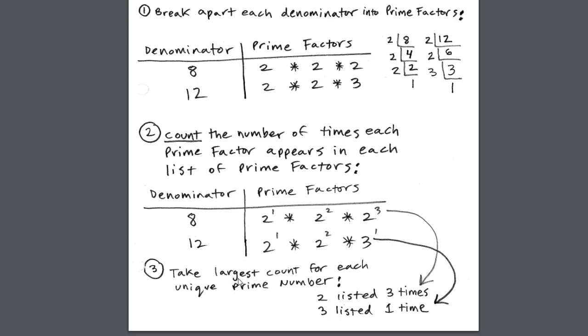Step 3, take the largest count for each unique prime number. Now, unique means, well, we have amongst all of these a 2 and a 3. So I have to look through all of them for each list and find the biggest count for 2. Well, it's either 3 or 2. Since 3 is bigger than 2, I'm taking 3 2s. And I list them down here. 2 listed 3 times. Then the next unique prime is 3. It's only listed once, so I list it down here. 3 listed 1 time. Now, what are we going to do with these lists?